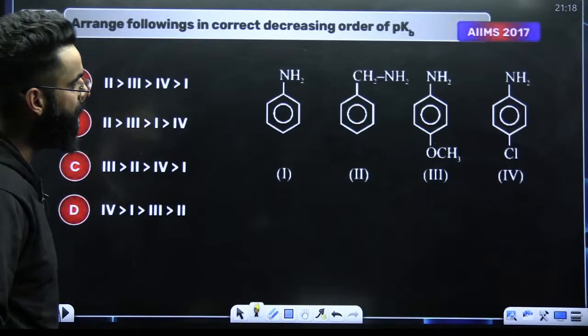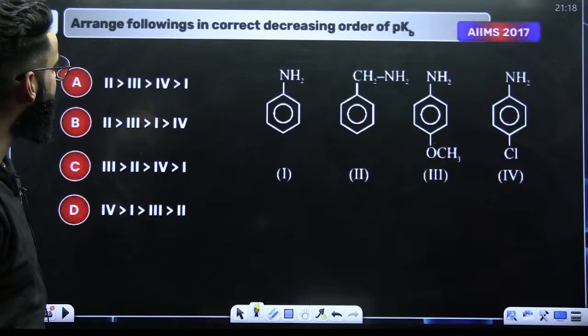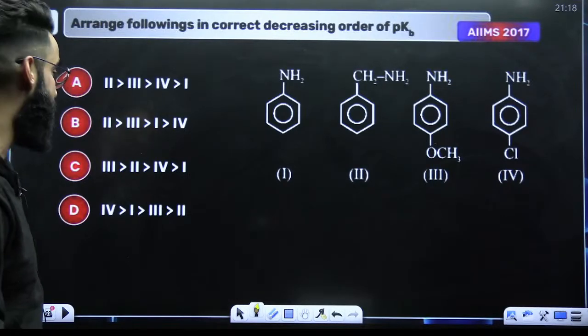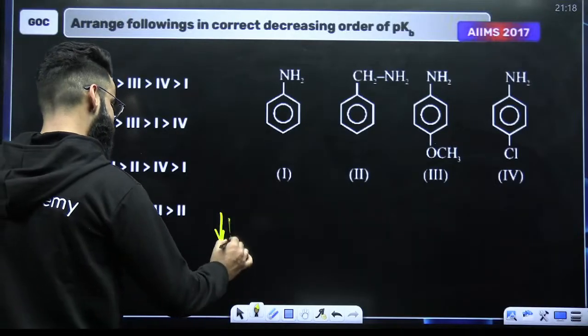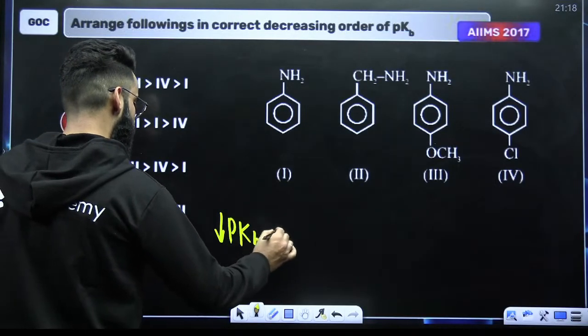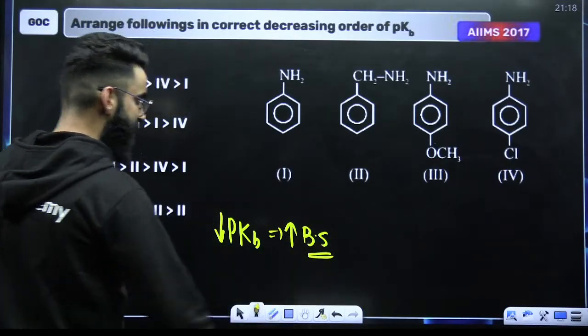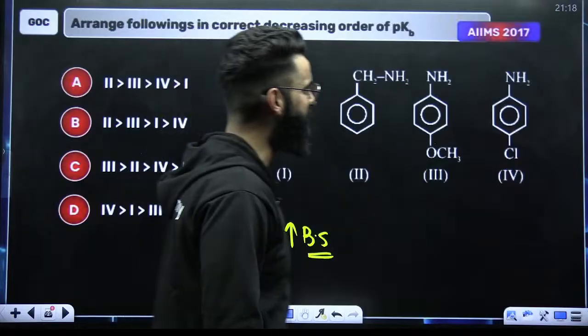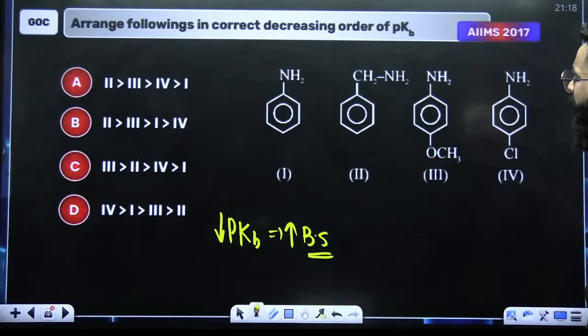All right. Look at this one, guys. Arrange the following in correct decreasing order of pKb. Decreasing order of pKb. See, lesser the pKb means more is the basic strength. So which one is maximum basic among all? Check that first.